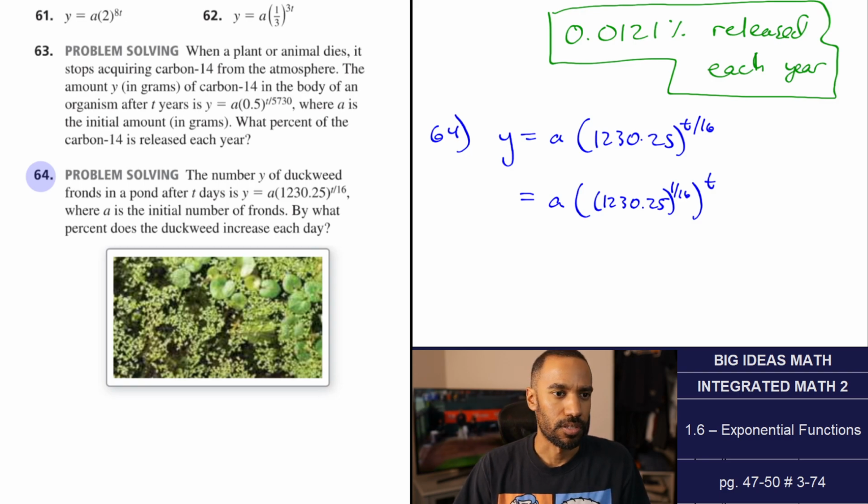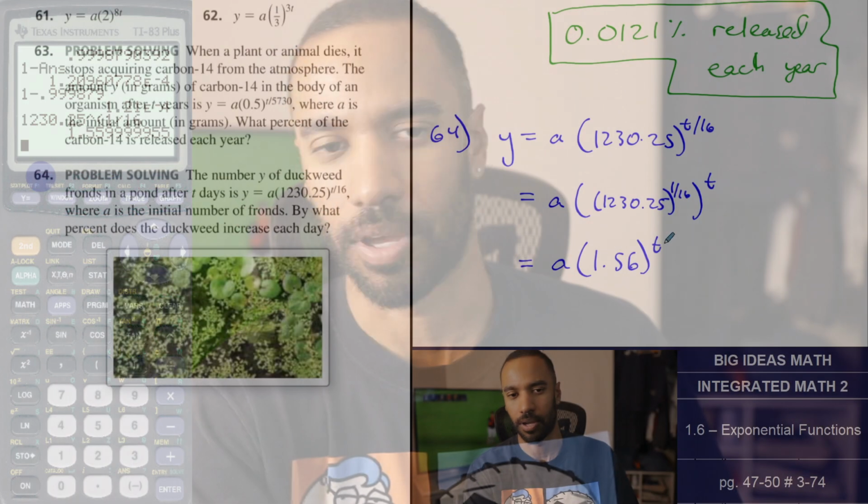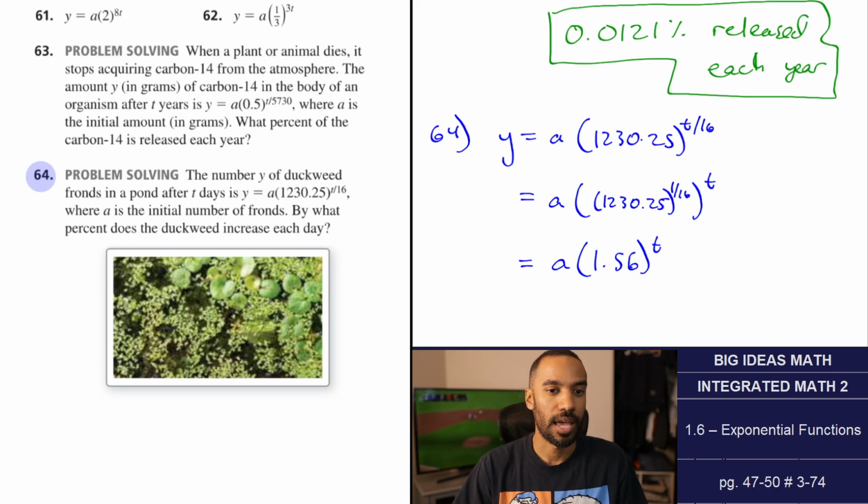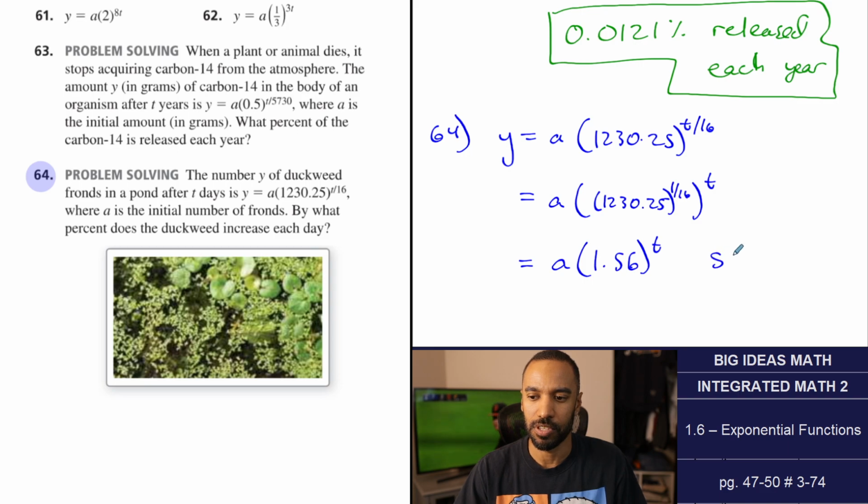Oh, wow. Okay, I wonder how significant. I'll probably say 1.56. Take a look at this: 1.55999955. So I guess 1.56 makes the most sense. So A times 1.56 to the t power. By what percent does the duckweed increase each day? That's 1 plus 0.56, so a 56% increase in duckweed each day.